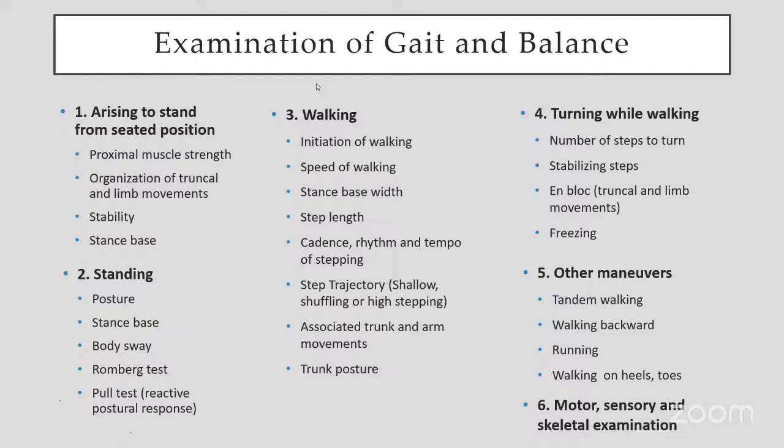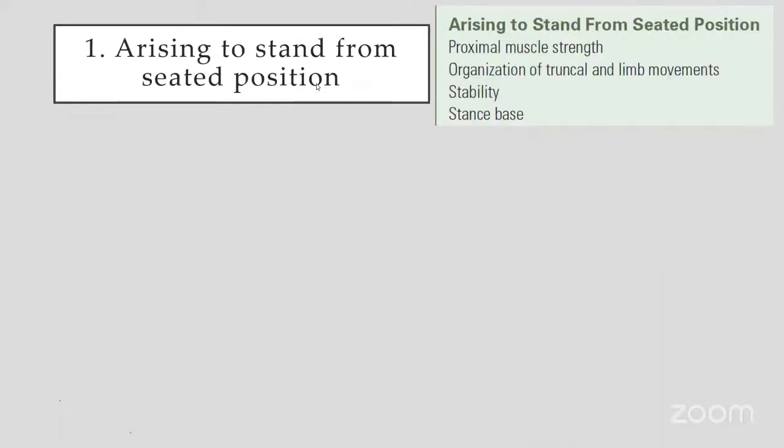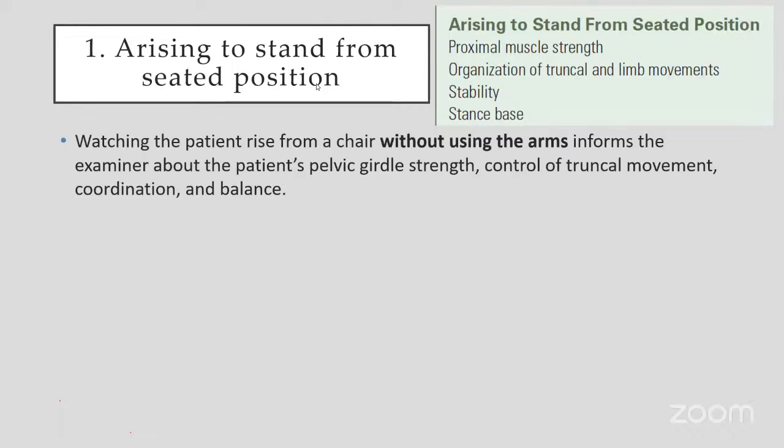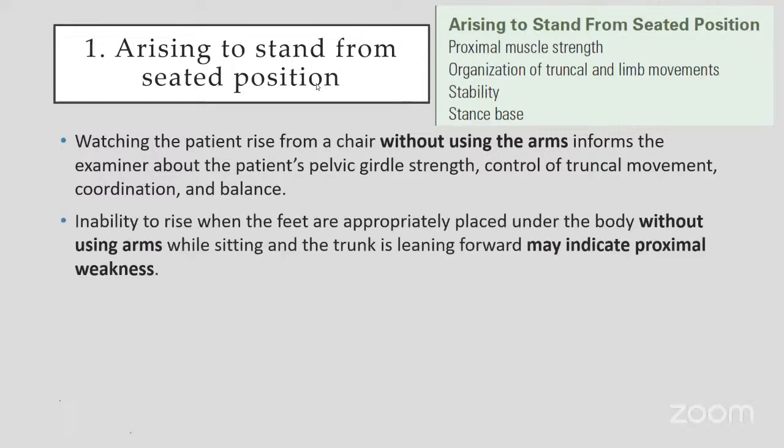So moving on to first point, that is rising to stand from seated position. Herein we assess proximal muscle strength, organization of truncal and limb movement, stability and stance base. Here we have to ask the patient to rise from a chair without using the arms. And this informs us about the pelvic girdle strength, control of truncal movement, coordination, and balance. If the patient has inability to rise when feet are appropriately placed under the body without using arms, this may indicate a proximal muscle weakness.